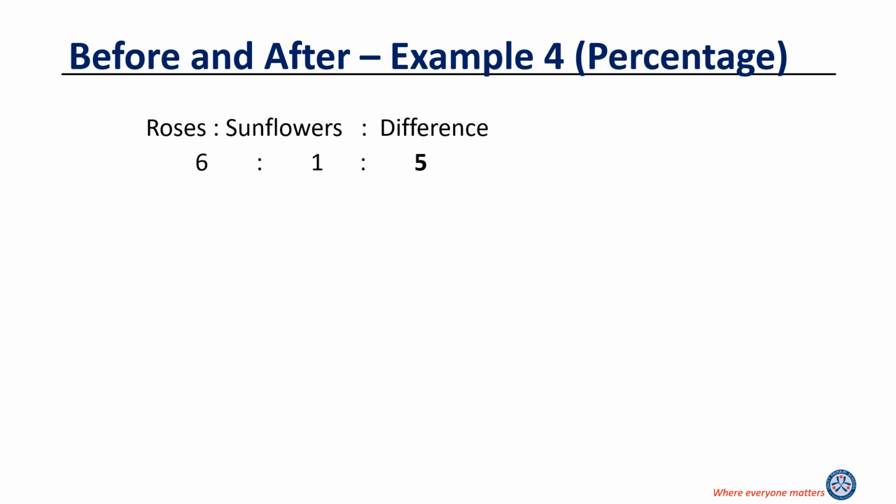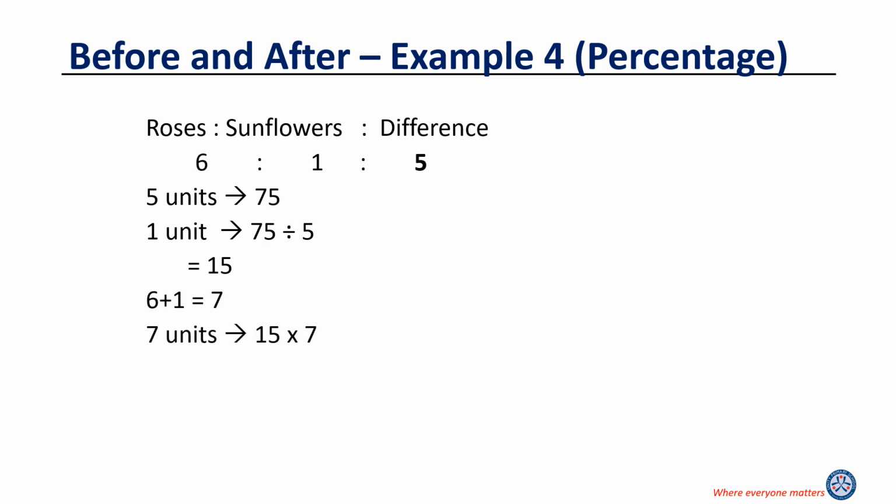We can find the number of units after by adding the number of units, that is 6 plus 1 equals to 7. That would give the number of flowers left to be 15 times 7, and that is 105. The number of flowers sold can be found by subtracting the number of flowers left from the original number, that is 125. This gives a total of 20 flowers sold.